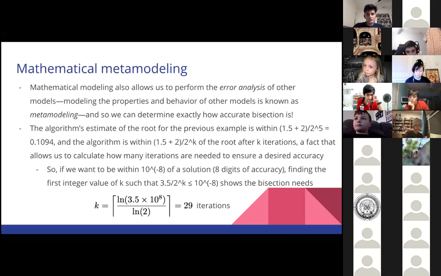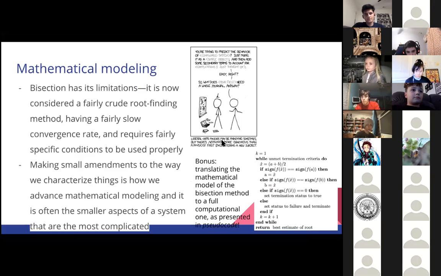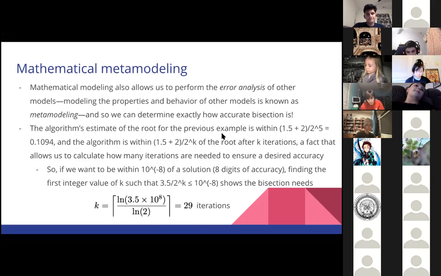Some of the more interesting numerical methods, like the Runge-Kutta method or Newton-Raphson, or Born-Infeld, do involve more complex math, which I would love to get into, but I don't think everyone here knows differential calculus. So anyway, since we're basically just going in half and we're multiplying that k times for k iterations, could you go to the previous slide? Thank you. And so the algorithm is going to be within 1.5 plus 2 over 2 to the k.